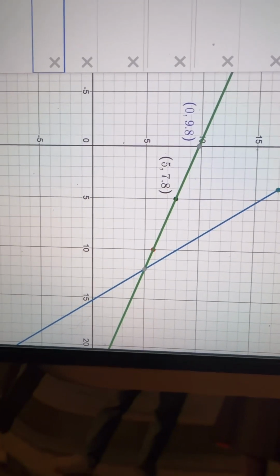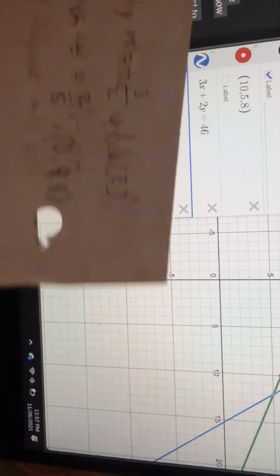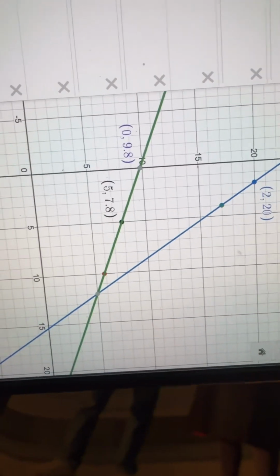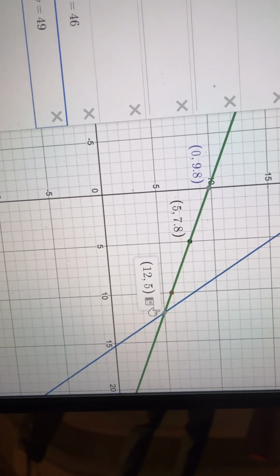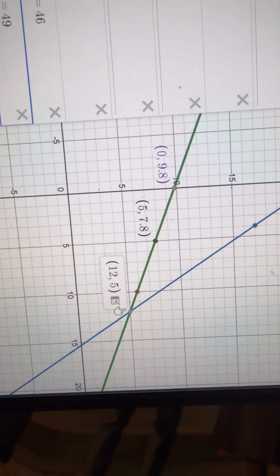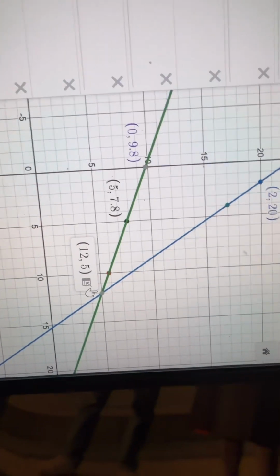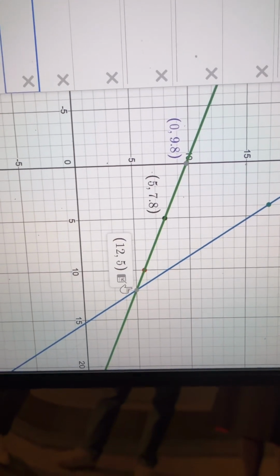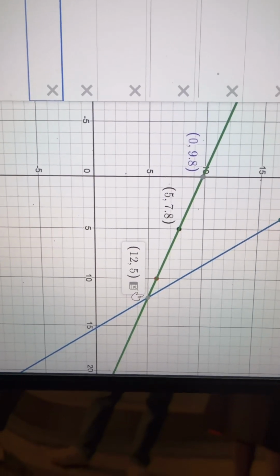I know my lines aren't going to be straight here, so I'm going to show the points. I'm on the Desmos graphing calculator, and I put in the two linear equations, and here it says the point is 12, 5. That is going to be our point of intersection, which is our answer. So our x is 12 and our y is 5. So yeah, that is going to be your answer.